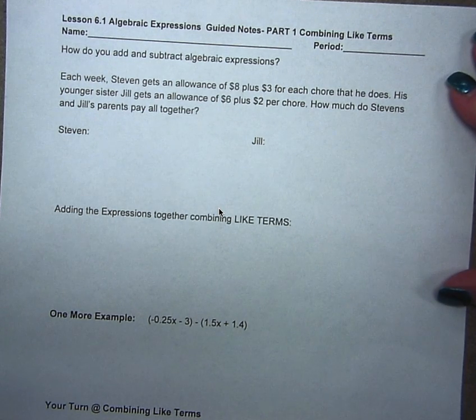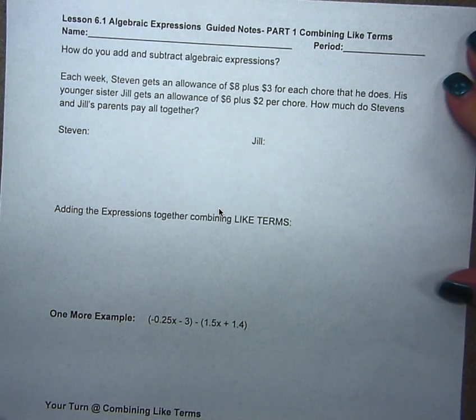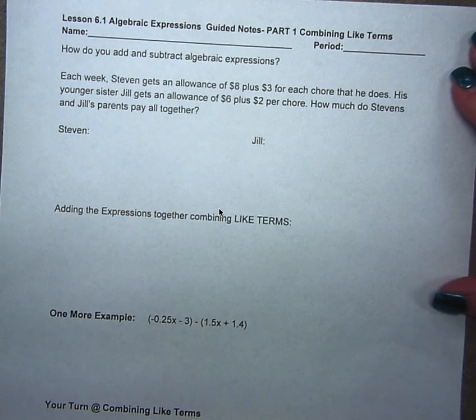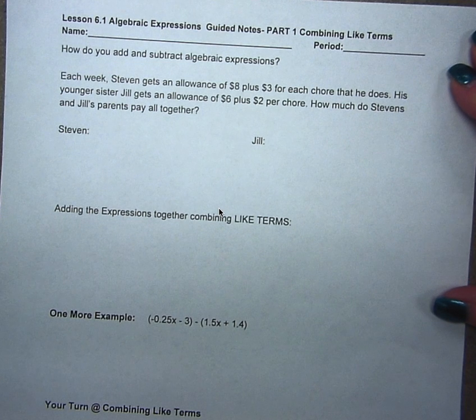So for our first question, we have a question about Stephen and Jill. Each week, Stephen gets an allowance of $8 plus $3 for each chore that he does. His younger sister, Jill, gets an allowance of $6 plus $2 per chore. How much do Stephen's and Jill's parents pay all together?